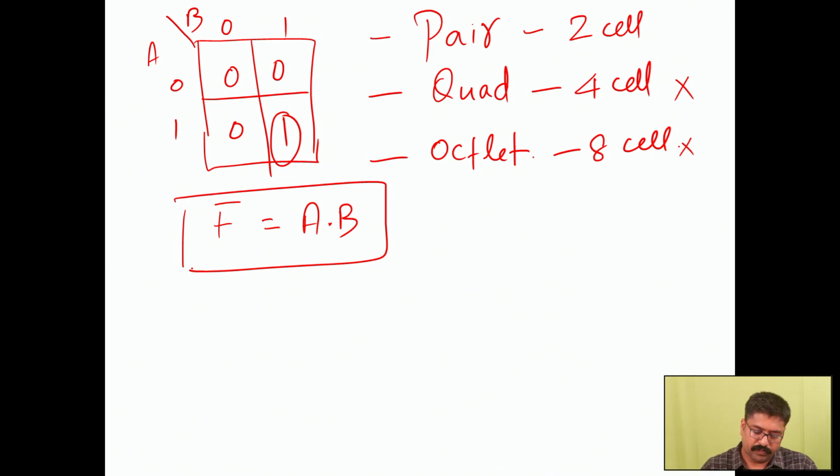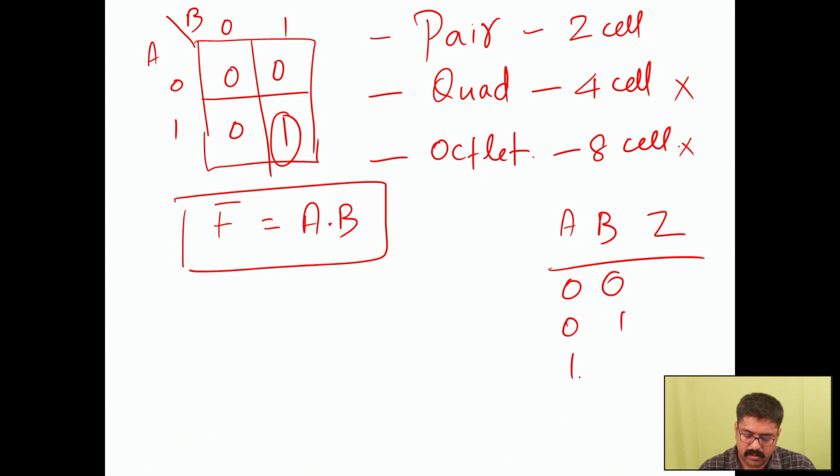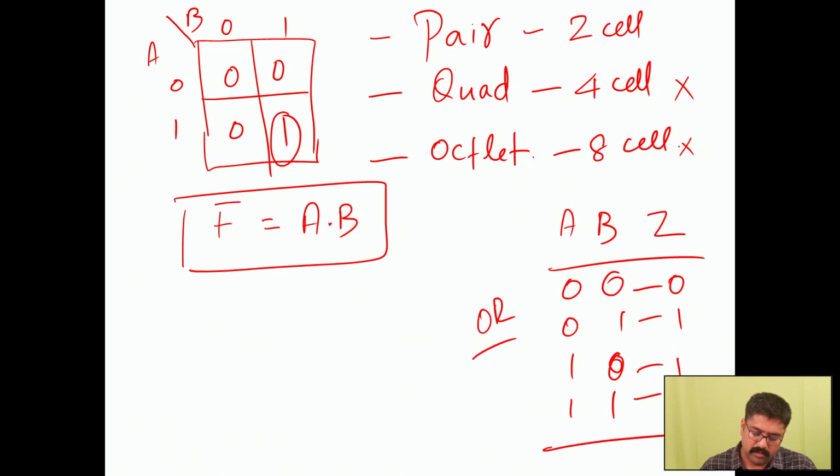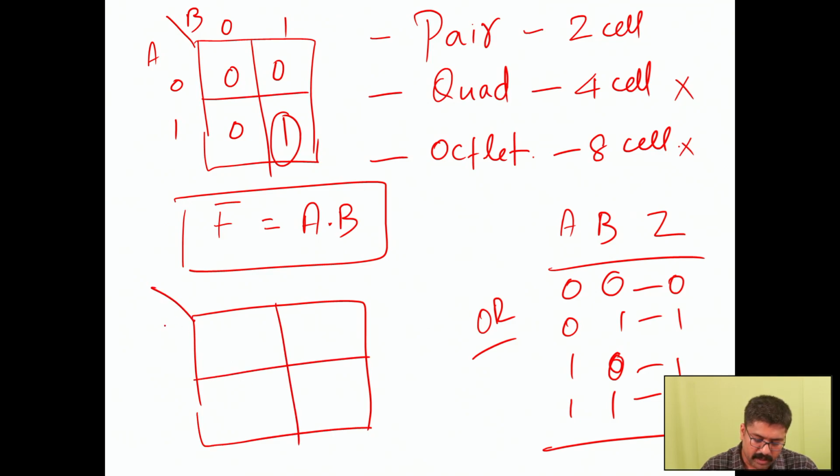Similarly we can draw the truth table of an OR gate. The corresponding entries are 0, 0, 0; 0, 1, 1; 1, 0, 1; 1, 1, 1.